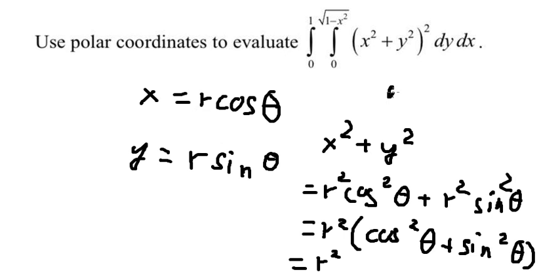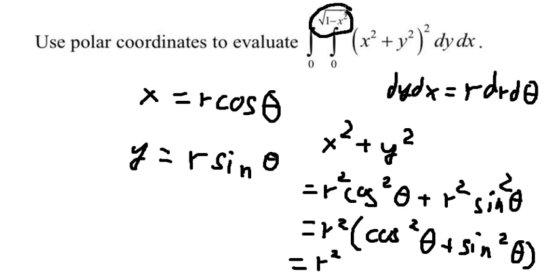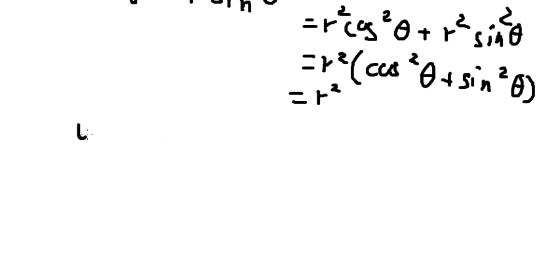dy dx, we need to change into r dr d theta. And now about the bounds, we need to know that we have dy and we see that on the top we have the square root of 1 minus x squared. That means y equals the square root of 1 minus x squared.